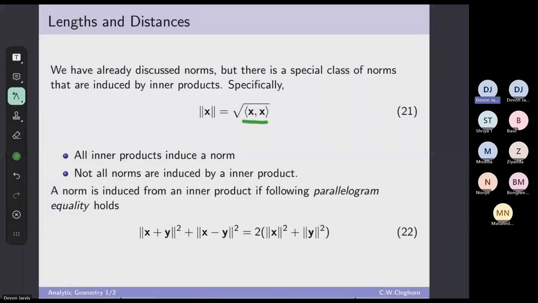We know for a fact that because of the positive definiteness, that inner product under the square root will be greater than zero. And as a result, the square root is well defined, right? Because you can't take the square root of a negative value.